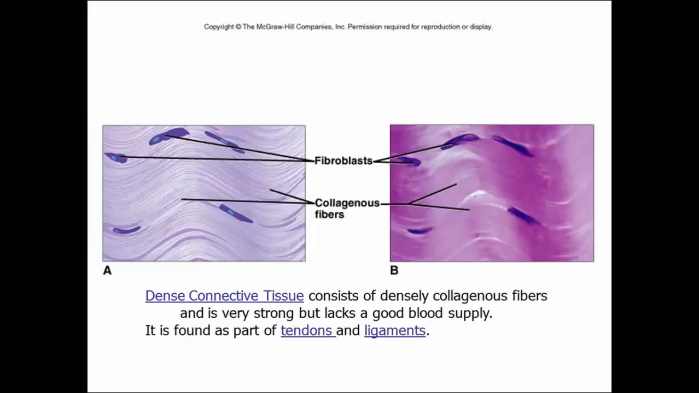Dense connective tissue is composed of collagen. These fibers are very tightly packed to provide incredible strength. There is not a very good blood supply here. Examples of dense connective tissue include tendons that connect muscles to bones, and ligaments that connect bones to bones within a joint. If either of these is damaged, it takes a long time to heal because the blood supply is so poor.